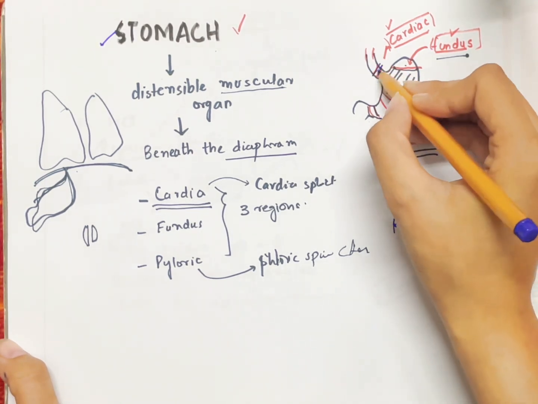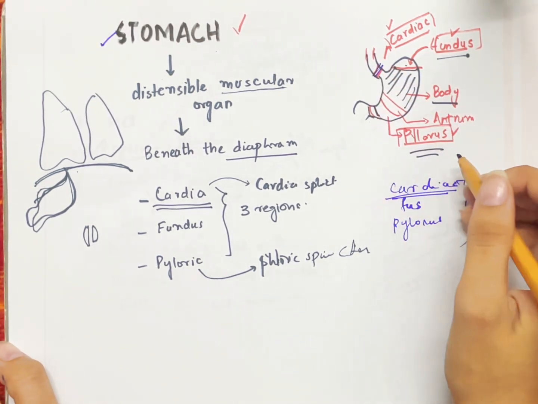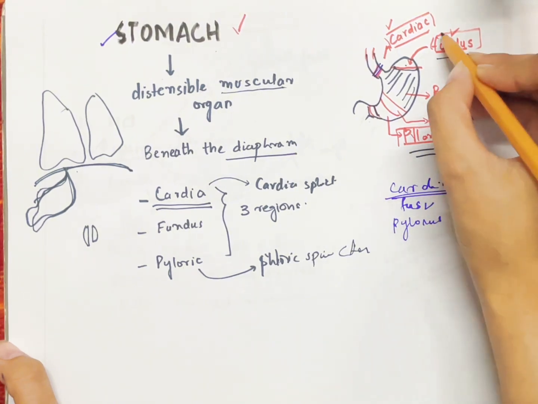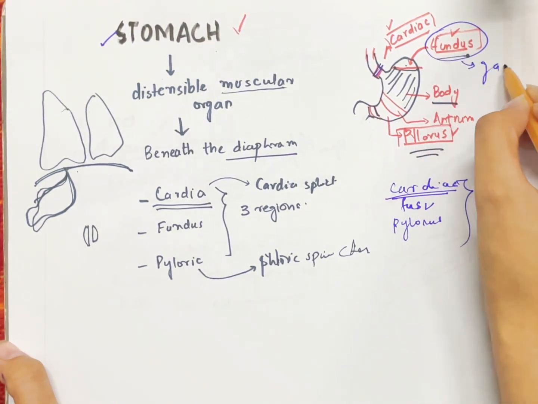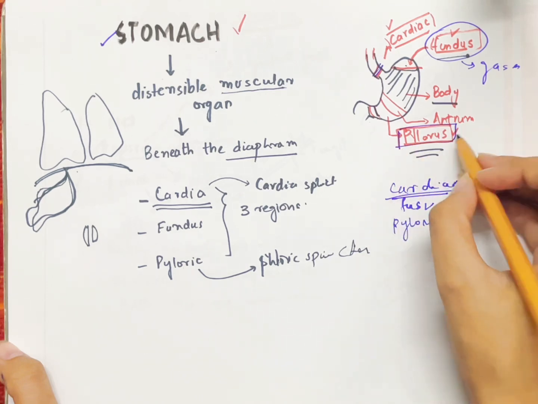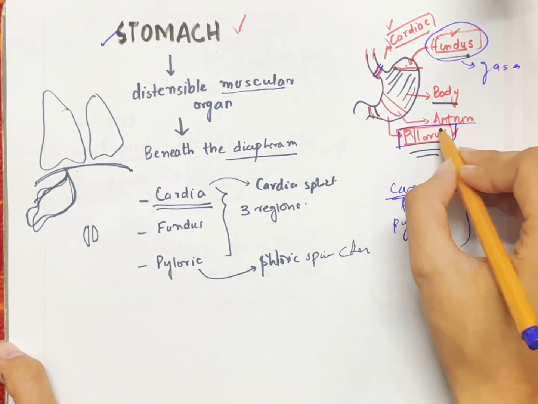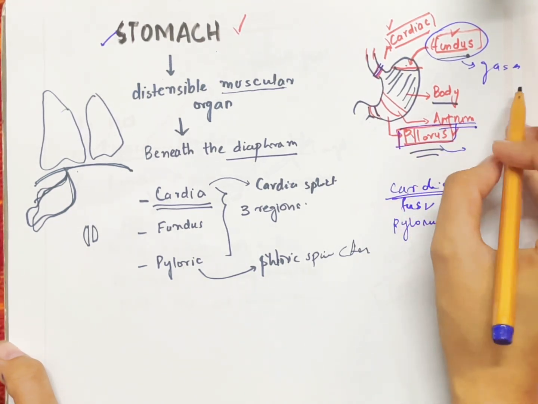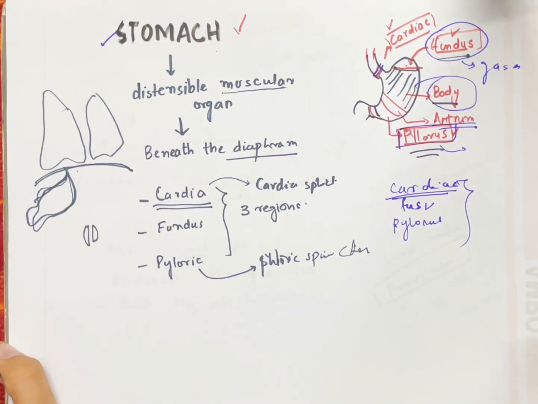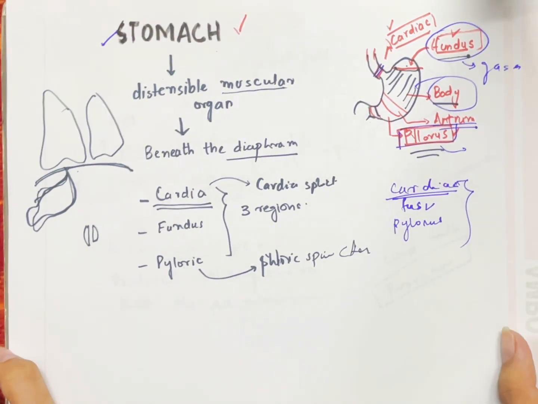Sphincters are the muscle layers that help open whenever food enters. Then we have the fundus. The fundus is filled with all kinds of gases in the stomach. Then the last part is known as the pylorus, and above the pylorus we have the antrum. The basic stomach body is below the fundus and above the antrum.